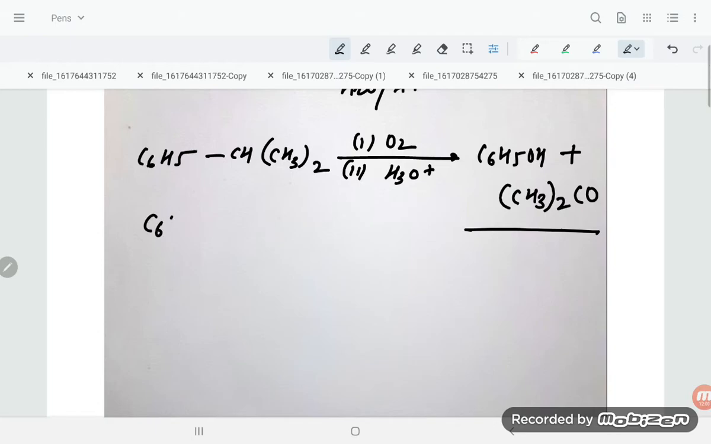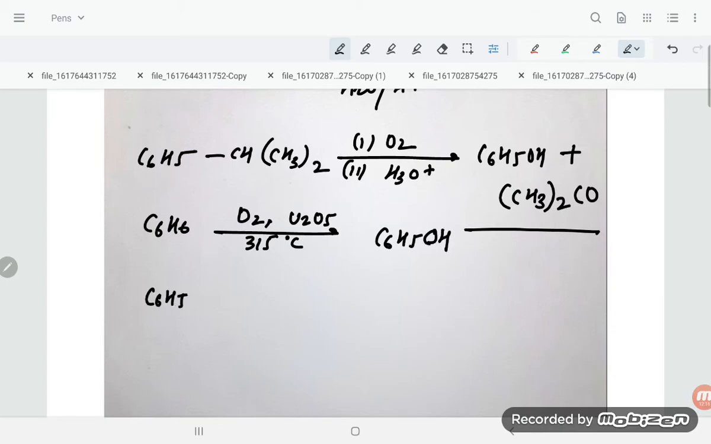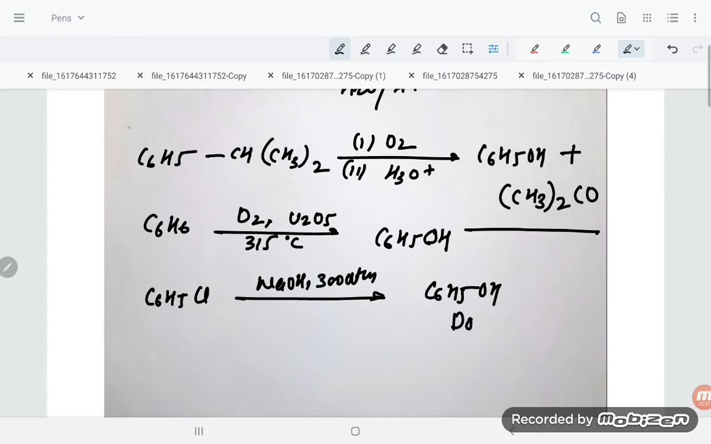Next, if you have C6H6 and pass O2 in the presence of a V2O5 catalyst at 315 degrees Celsius, it will give C6H5OH. If you have C6H5Cl and treat it with NaOH at 300 atm pressure, it will give C6H5OH. That is known as the Dow process. So these are the methods of preparation of phenol.